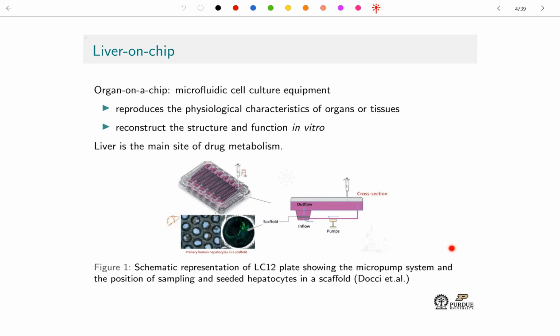So in the figure, we can see a liver culture chip LC12 with primary hepatocytes in the scaffold. The cross section of the chip is shown with micropump and inlet and outlet of fluid. We are not experimentalists, but we work on the time series data that is generated using the chip.